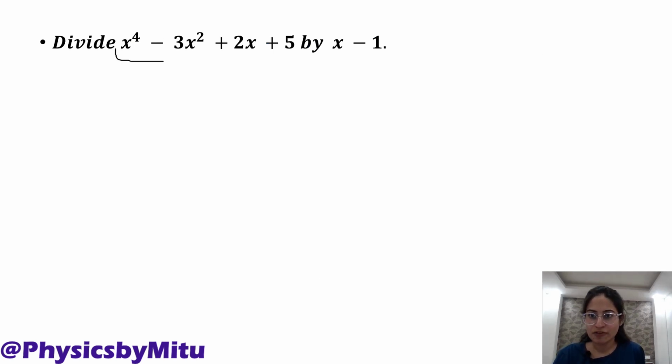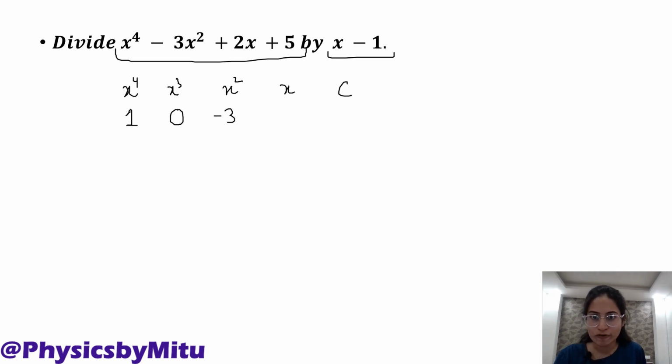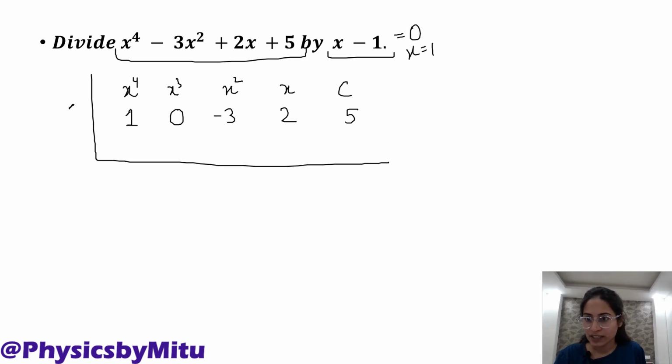Next example is you have to divide this polynomial by x minus 1. Write down the coefficients. X4 coefficient, x cube coefficient, x square, x and the constant term. Coefficient of x4 is 1, coefficient of x cube is 0, x square minus 3, coefficient of x is 2 and constant term is 5. Put a sign like this. X minus 1 is 0, x is 1. Put 1 here. Now first coefficient, bring it as it is.